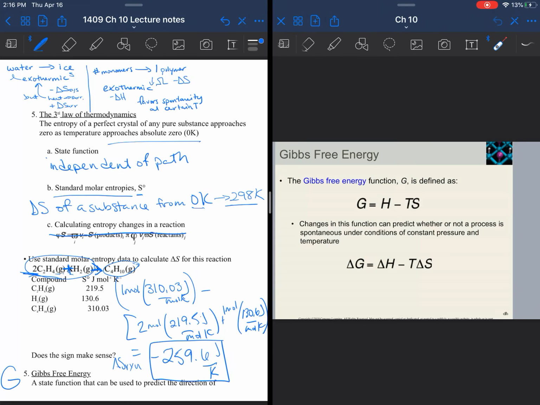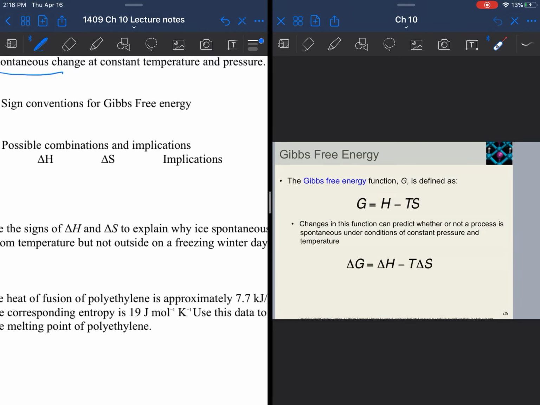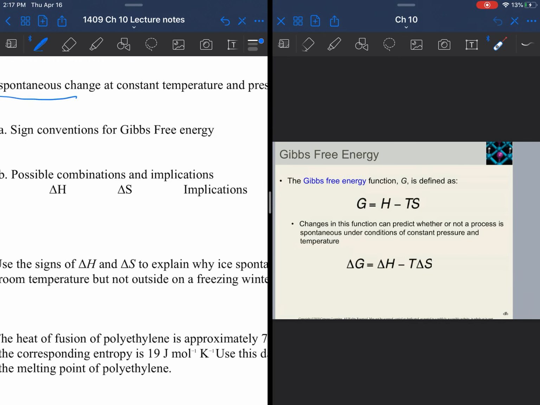It is a state function, meaning that it doesn't depend on path, that can actually be used to predict the direction of spontaneous change. So we can use Gibbs free energy to determine if a reaction or process is going to be spontaneous in the forward direction. Now, why is this so useful? It's going to combine delta H and delta S, which we already know and have a little bit of intuition are at least connected to spontaneity.